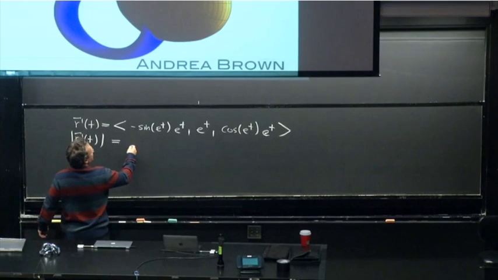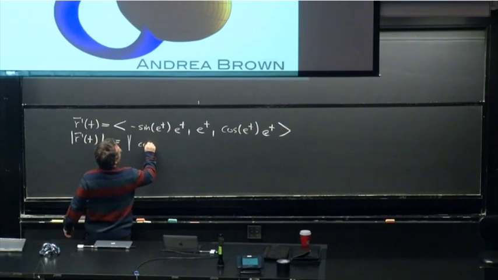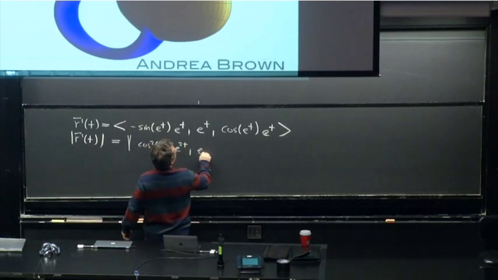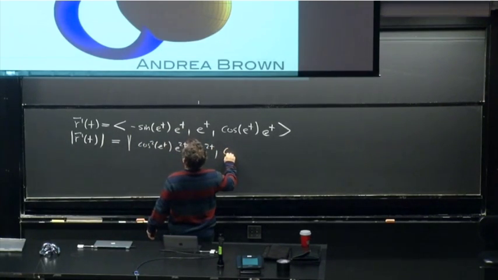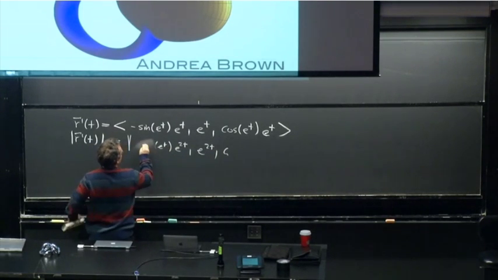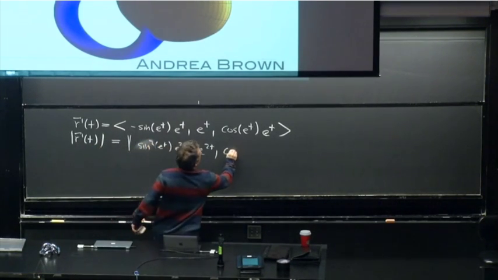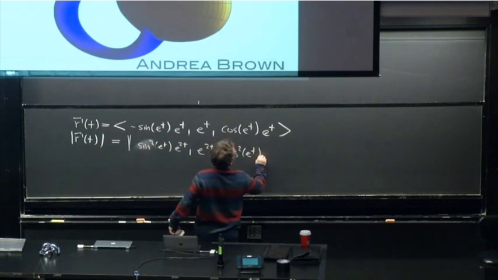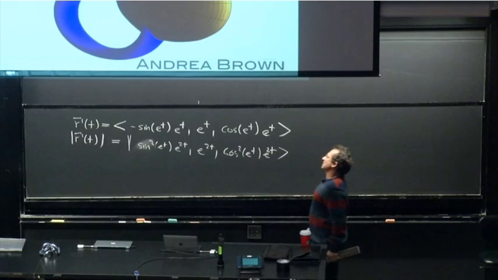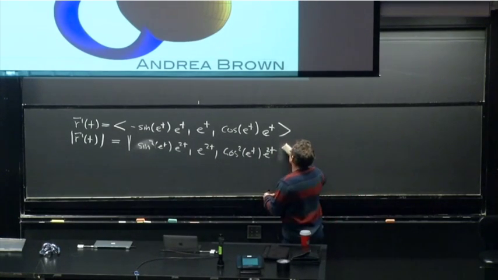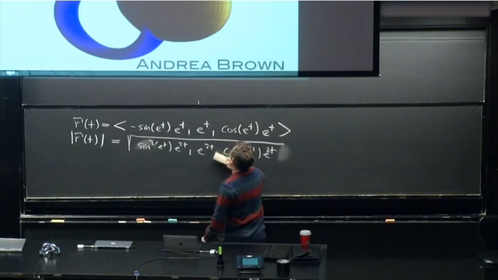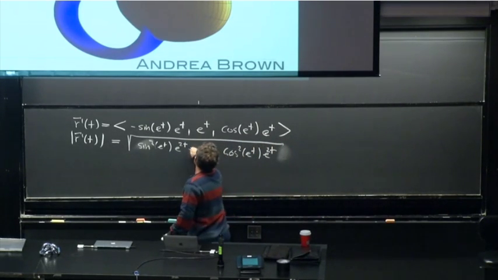The length is the square root of cosine squared of e to the t times e to the 2t, plus e to the 2t sine squared. And the cosine squared will come back. So that's the sum here, and then we take the square root and not a comma. So we have plus.